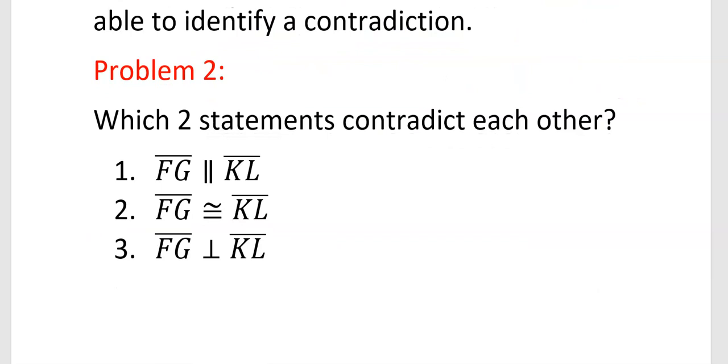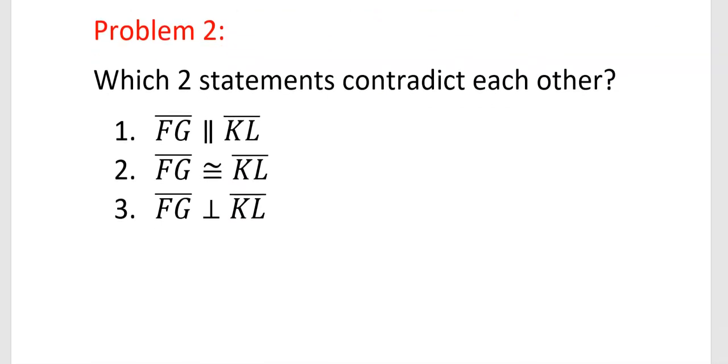Which two statements contradict each other? Basically, which two statements are kind of like the opposite of each other? We have FG is parallel to KL, and those are segments. We have segment FG congruent to segment KL, and we have segment FG perpendicular to KL. Which two are kind of opposites of each other? FG is parallel to KL and FG is perpendicular to KL. Because can they be parallel and perpendicular at the same time? No. So that's kind of what you're looking for.